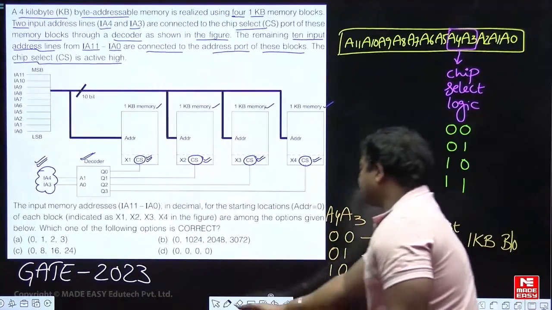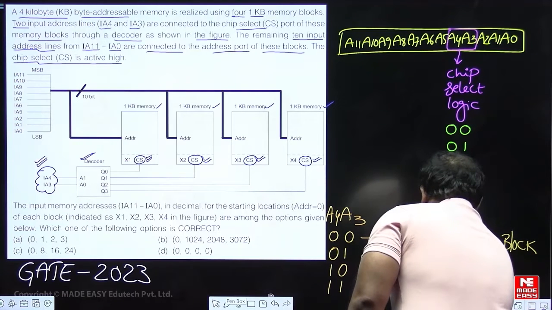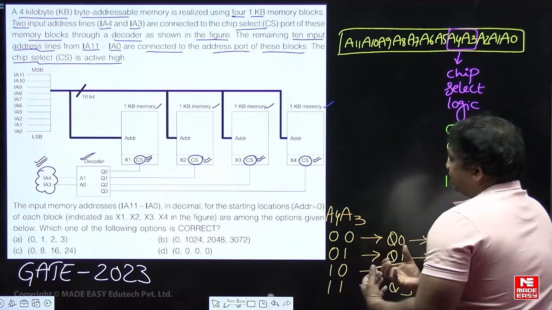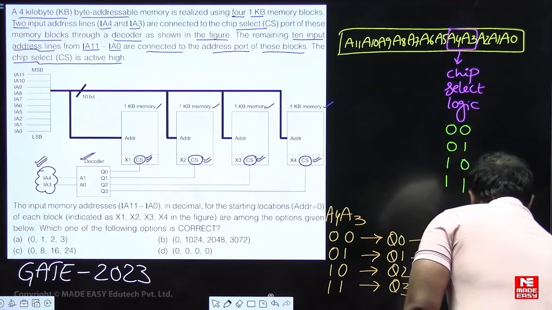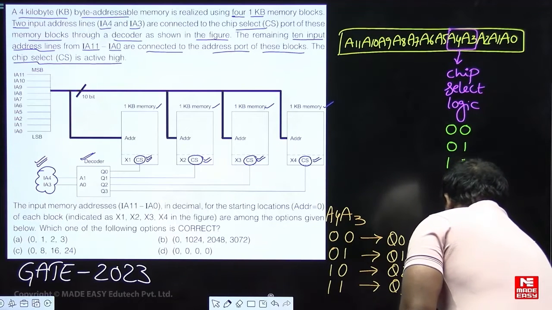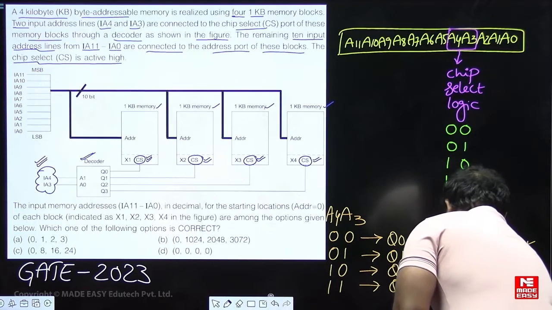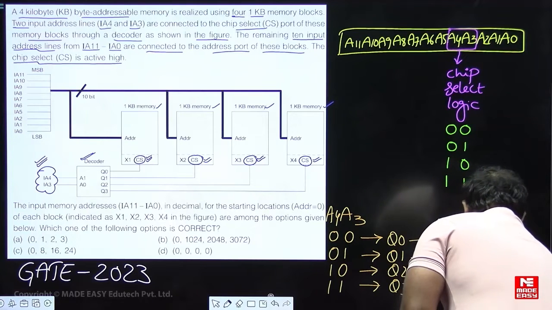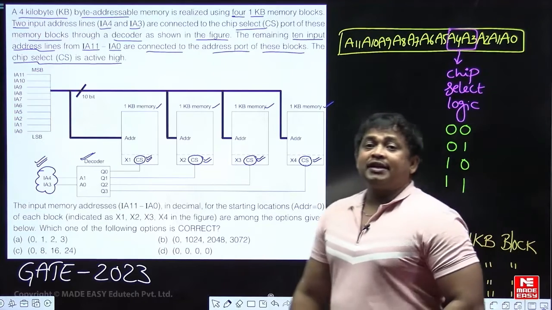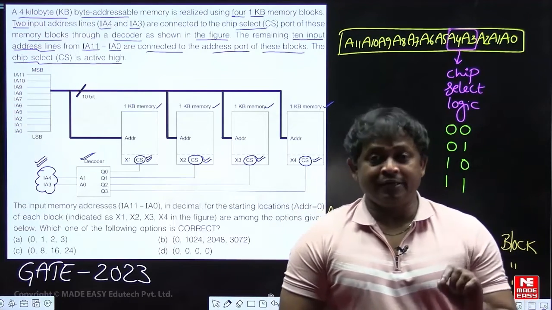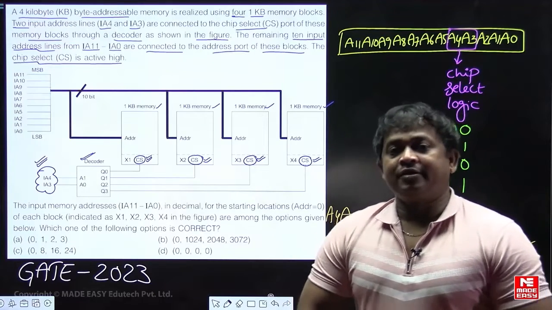First 1 KB block is activated. Next, if it is a Q1 signal from the decoder circuit, second 1 KB block is activated. Okay, Q2, third 1 KB block is activated. Q3, fourth 1 KB block is activated. Like this, based on the status of A3 and A4 pins, chip select logic will be activated.